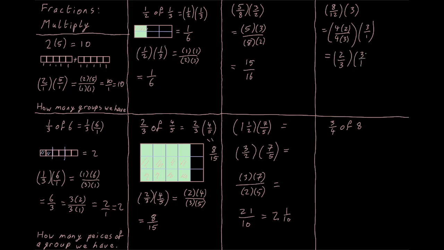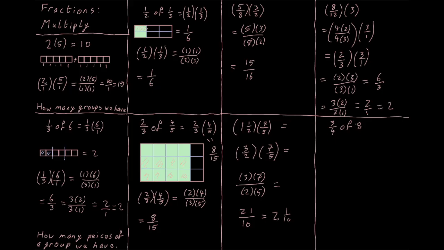We have 3 over 1. Then we do top by top, bottom by bottom. We might be able to see that there's a common factor of 3 here and just simplify immediately, but we could also write that down as 6 all over 3, and then we'd be able to take out our common factor of 3, and we would just be left with 2 over 1, which is 2.